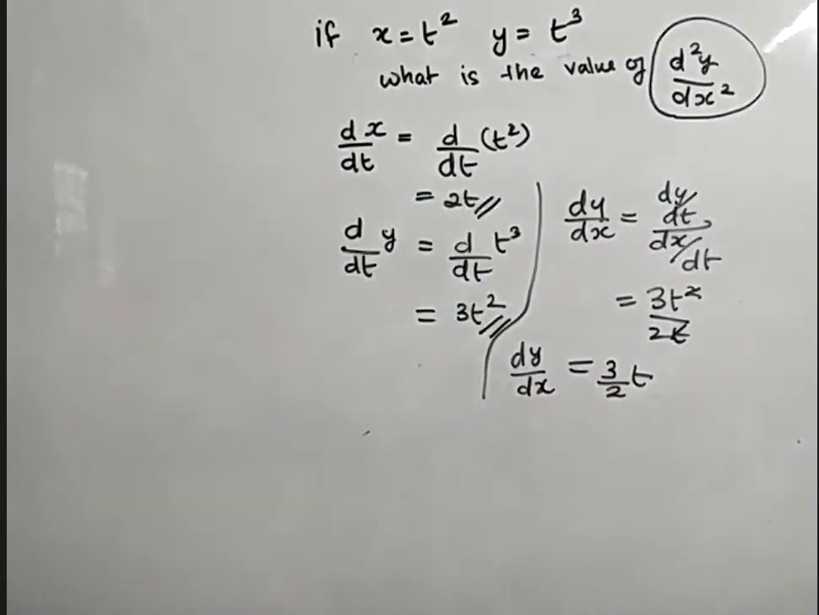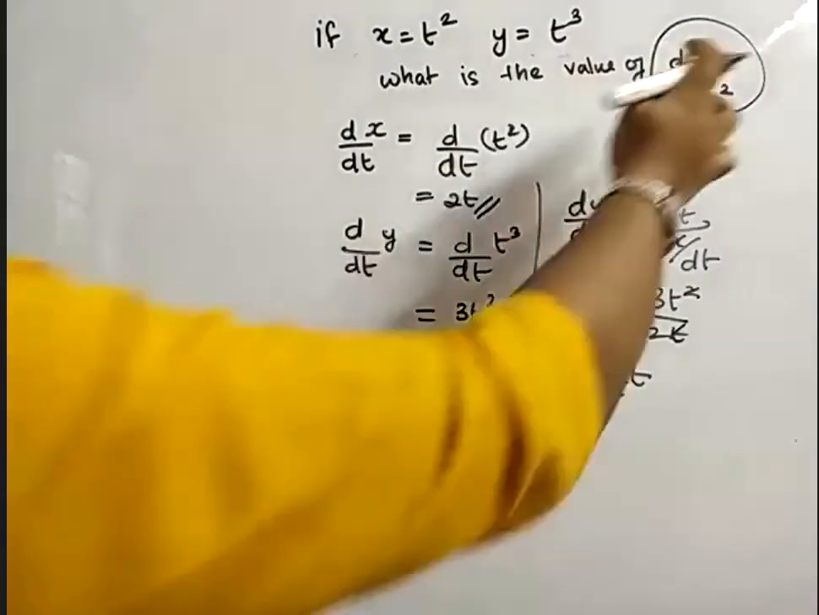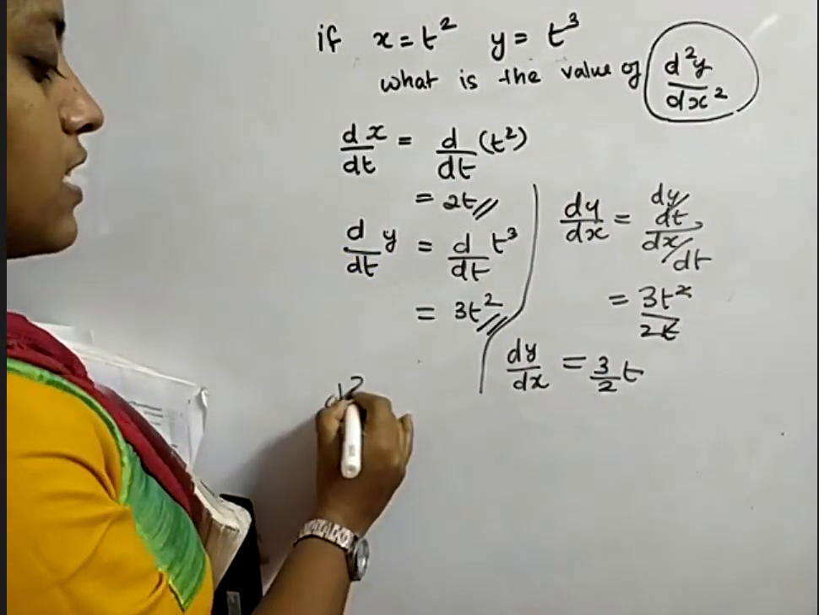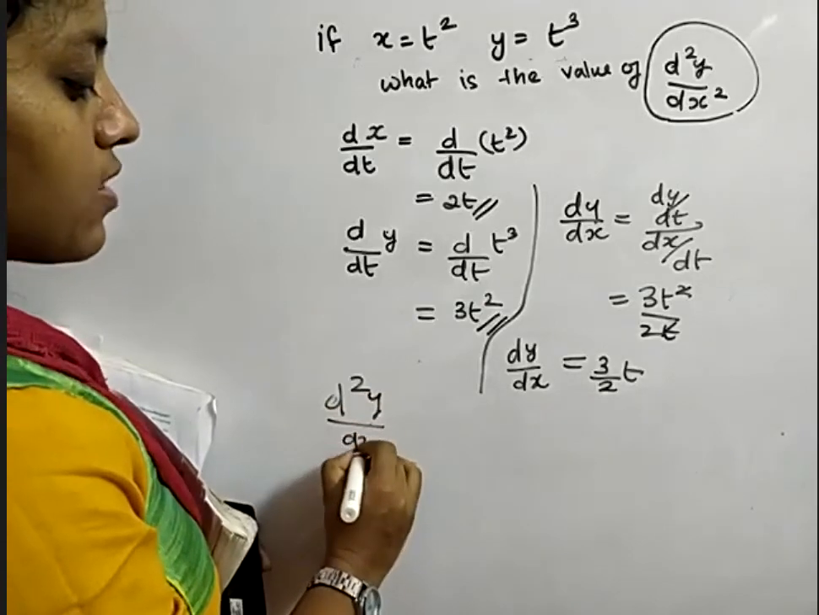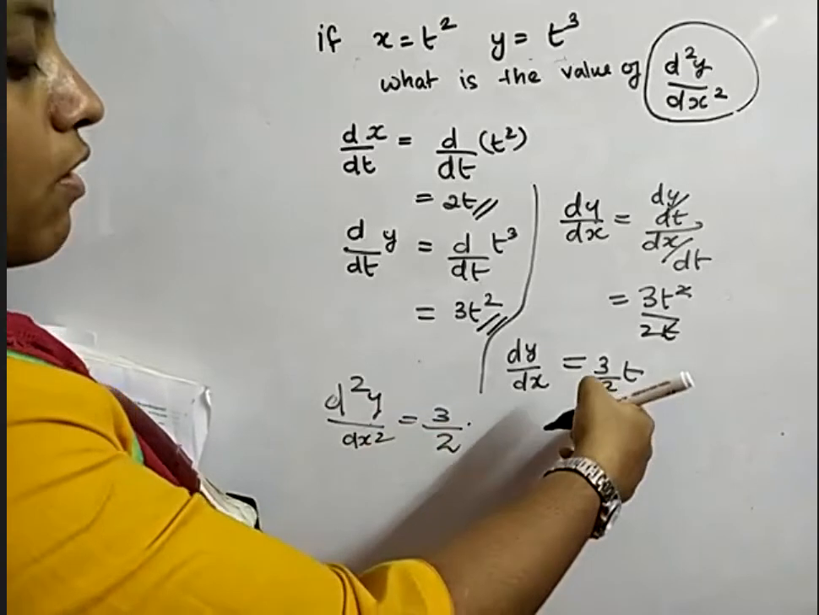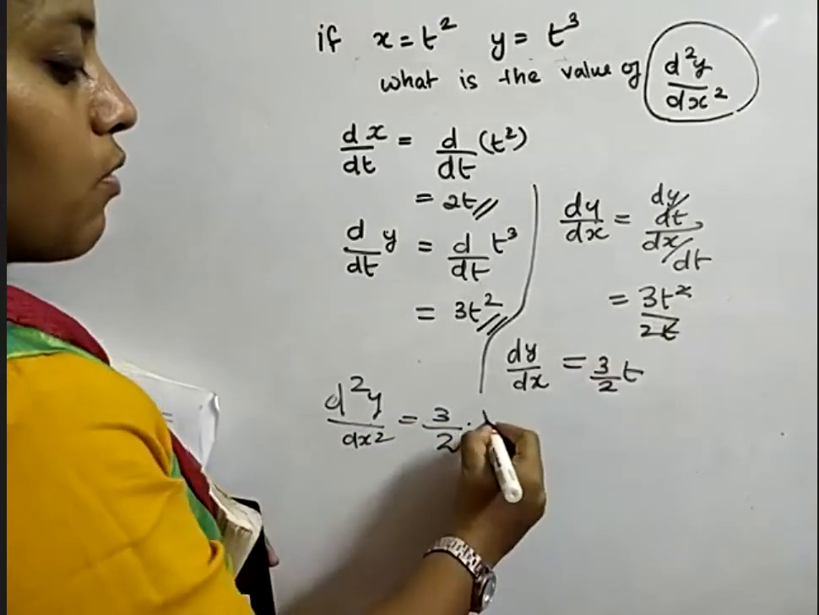But what are they asking you to find? They are asking you to find d square y by dx square. That is, again you need to take the derivative. D square y by dx square means 3 by 2 into derivative of t. Derivative of t is 1.